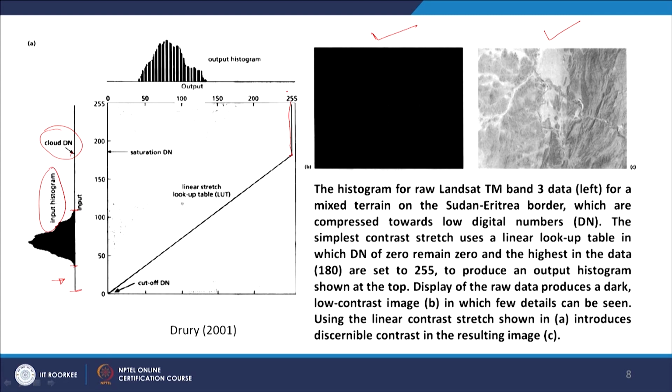So, two things are here. One is atmospheric correction by a sort of simple linear stretch or contrast stretch, and the second thing is the use of a lookup table. This is an example of a Landsat TM3 band on the left side, of the Sudan Eritrea border, and you can realize how quickly one can get rid of atmospheric effects by applying a simple linear contrast stretch.